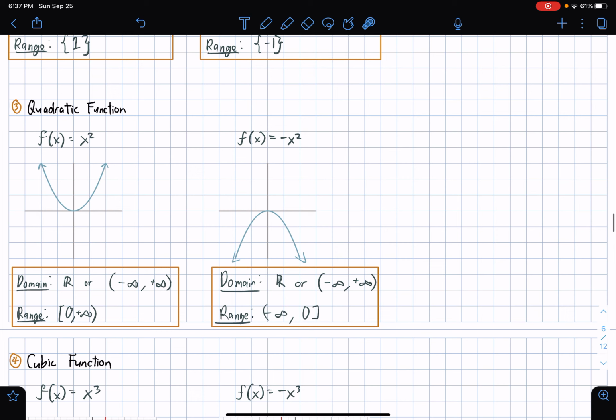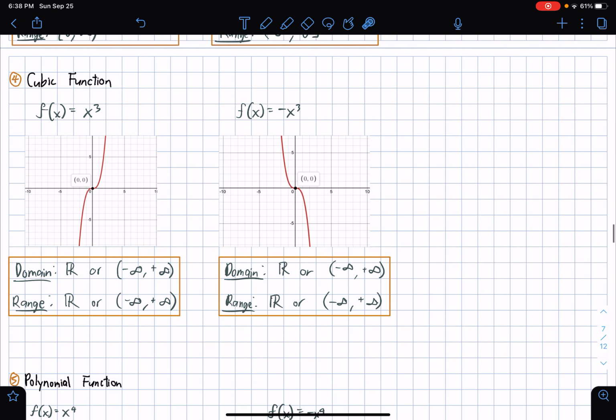So for the quadratic function, f(x) is x raised to 2. Normally, if it's just x raised to 2 as a function, the range will always start from 0 all the way to positive infinity. But if the function is negative, then it's basically the opposite. So all the way from negative infinity, then you end up to 0. For the domain, nothing changes. All the way to the left, all the way to the right. So they're basically R.